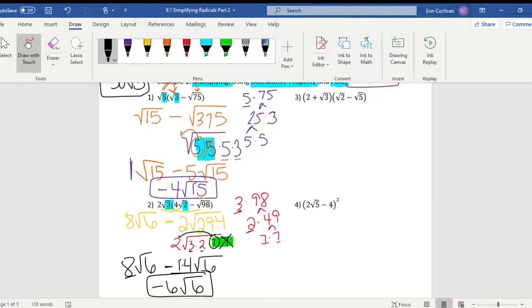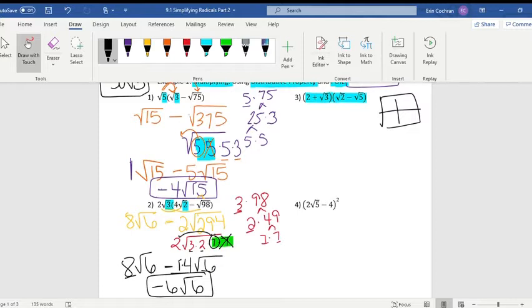All right, number 3 now, we have a binomial times a binomial. So again, we can use FOIL. We could use the box method. I know some of you like the box method, which is fine. Okay, it doesn't matter. That's 100% up to your choice. I'm going to go ahead and FOIL.